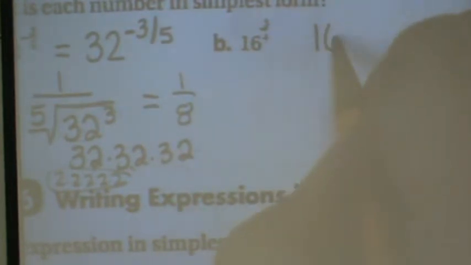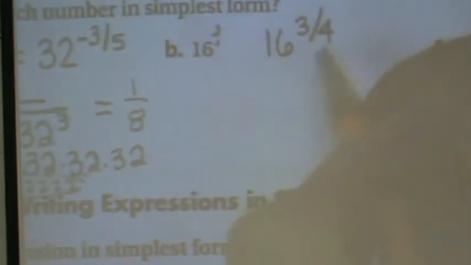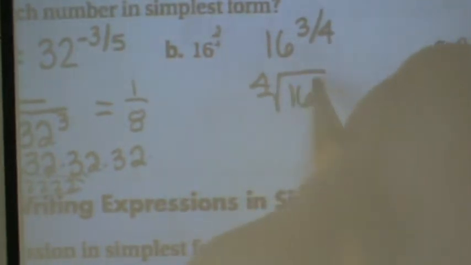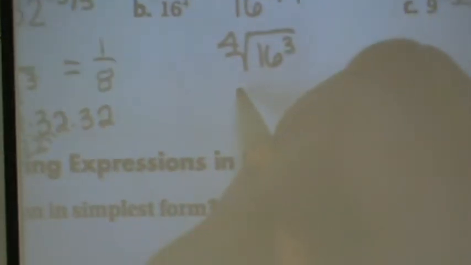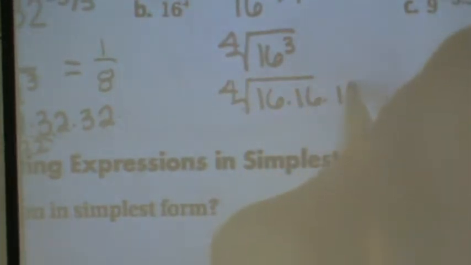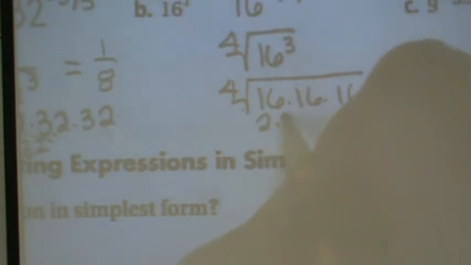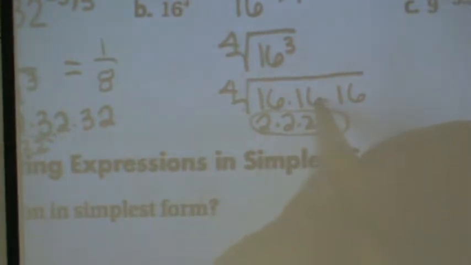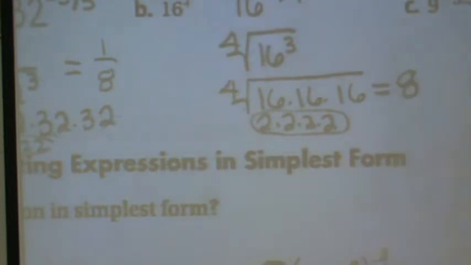Okay, how about B? 16 to the 3/4. All right, so this is easy. This says the 4th root of 16, we have 3 of them. This is old school. We got this. So we've got 16, but we got 3 of them. Does anyone know what makes up 16? 4 2s. Believe it or not, 4 2s. So there's one set, another set, and another set. It's gonna be 2 times 2 times 2, which is 8.